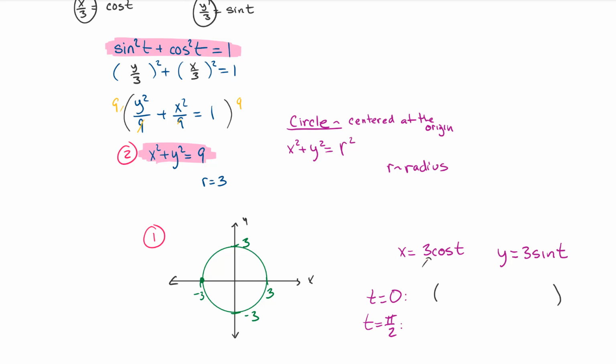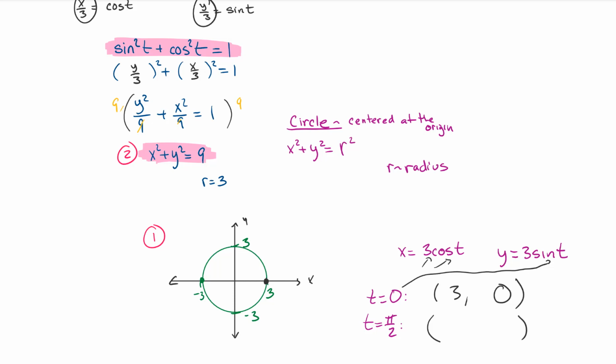So we get 3 times cosine of 0. What's cosine of 0? That's 1. And then we plug it in over here. So 3 times sine of 0. What's sine of 0? 0. So we get 3 comma 0. So we got a point. So it's saying we're going to start right here. And let's plug in pi over 2 and see where we go.